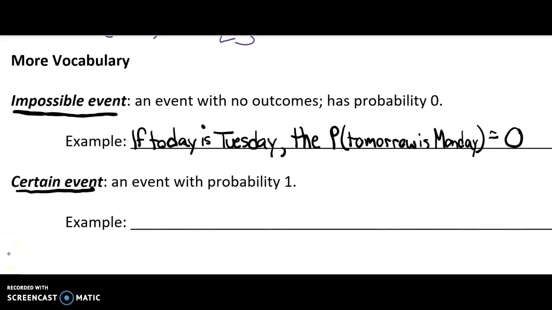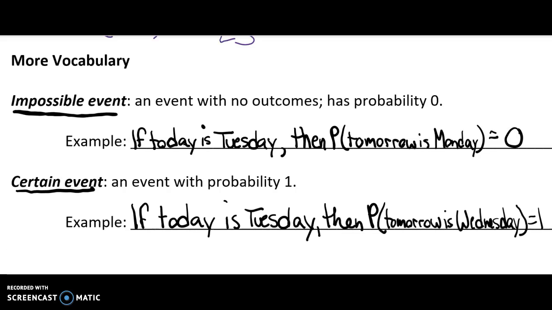Remember, a certain event is an event with probability 1, certain to occur. If today is Tuesday, then the probability that tomorrow is Wednesday is 1. If today is Tuesday, then tomorrow is definitely Wednesday. Another certain event is that on any given day, the sun will rise. The probability of the sun rising is 1, even if we don't see it. If it's behind the clouds, it still rose.